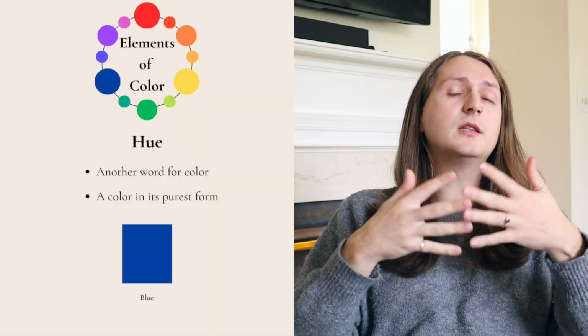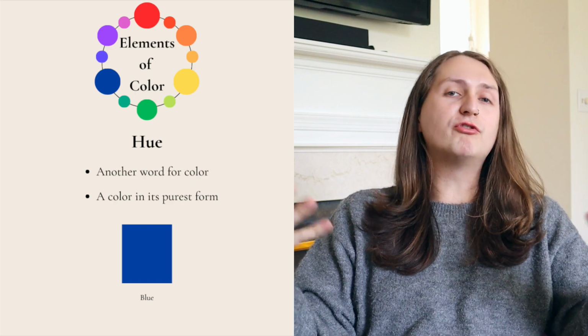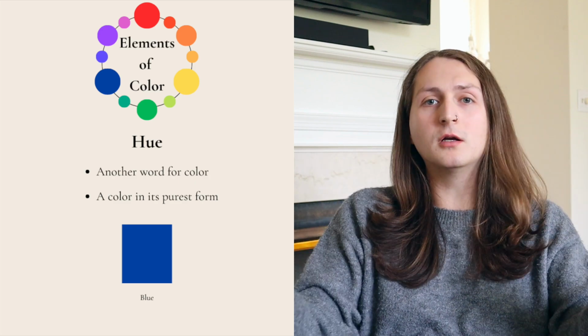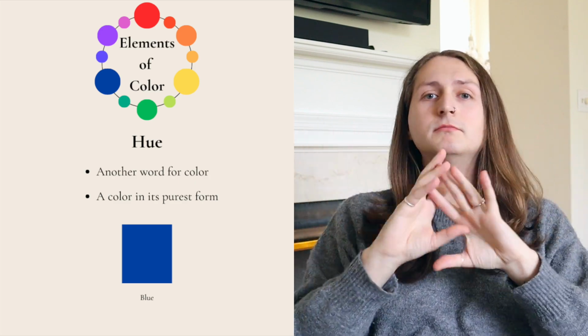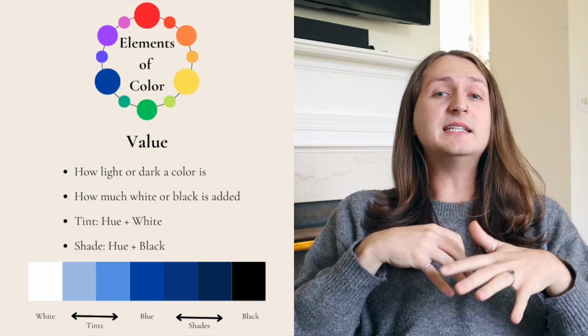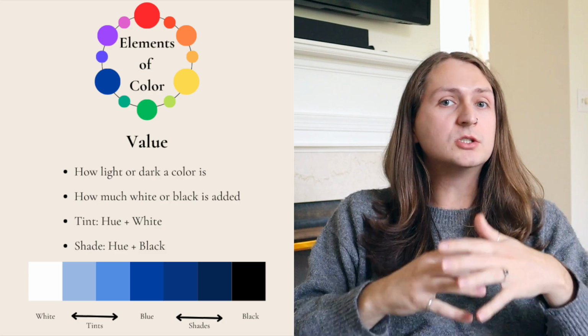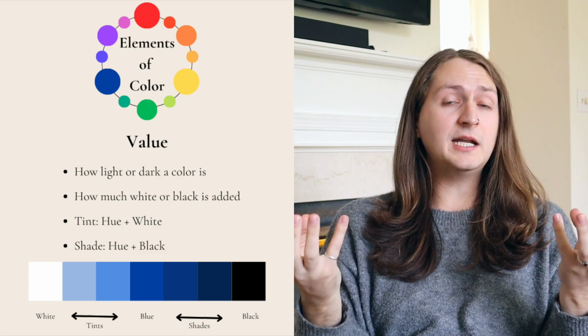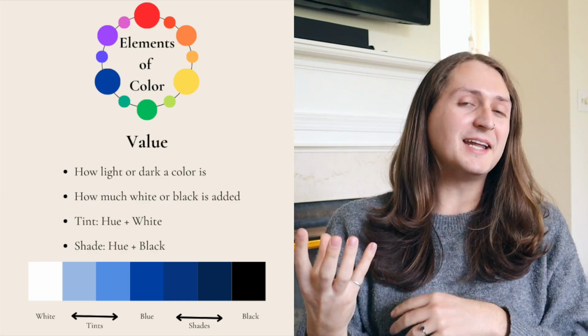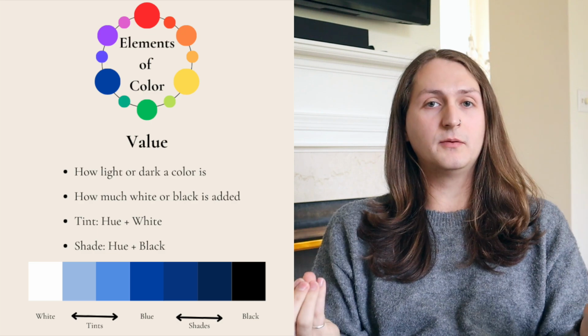Now, looking at our wheel of color, let's talk about some elements of color. Our elements are hue, which is basically the color itself. It's another word for color, like the hue of my denim is blue, or the color of my denim is blue. Hue and color, the hue is the color. Next, we have a color's value or its brightness. It's how light or dark a color is, or how much white or black is added. This is where we get our shades and our tints. A shade is how much black is added. A tint is how much white is added.